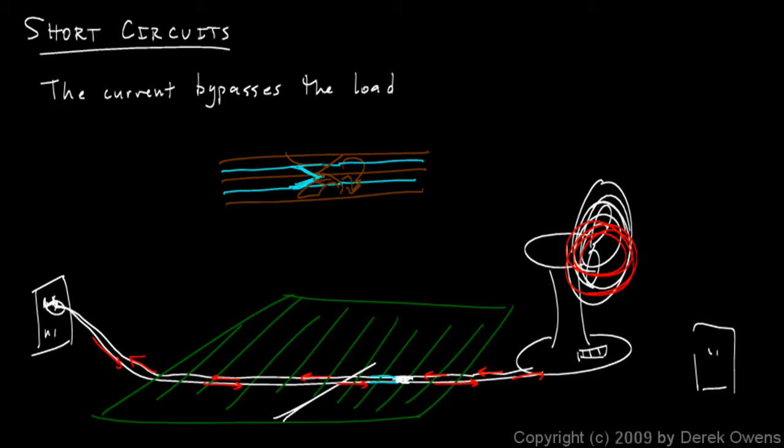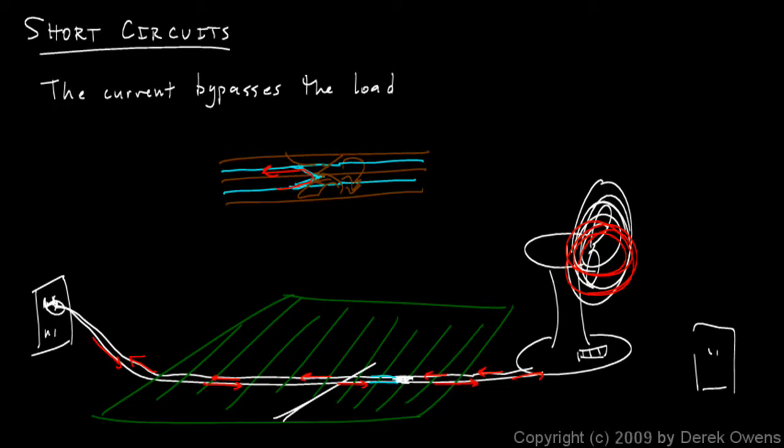I don't have to go all the way over to the fan. I can turn around right here and head straight back and get home quick. And they like that, and they do that. And this first electron goes, and he tells all his friends, and they all end up taking the shortcut, and they never go through the fan. The fan quits working. It stops spinning.